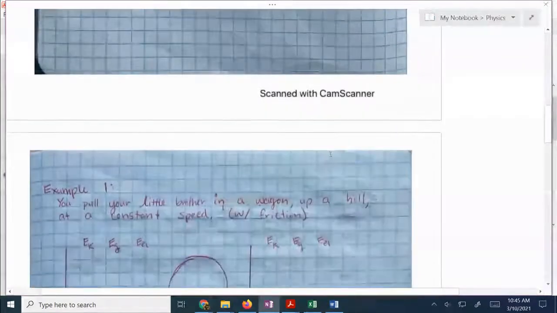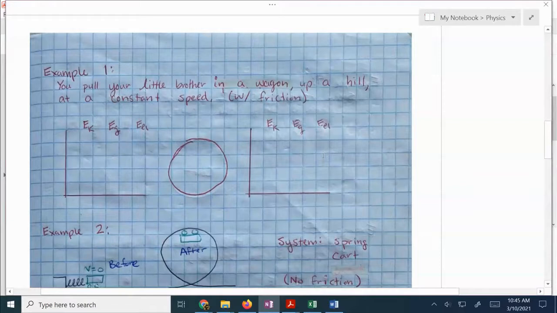Okay, so let's go ahead and take a look at the examples here. You pull your little brother in a wagon up a hill at a constant speed with friction. So the question is, what do we put in the system? First up, we should think about what we put in the system. Well, fairly obvious, the wagon we should put in the system. And also little brother should go in the system as well.